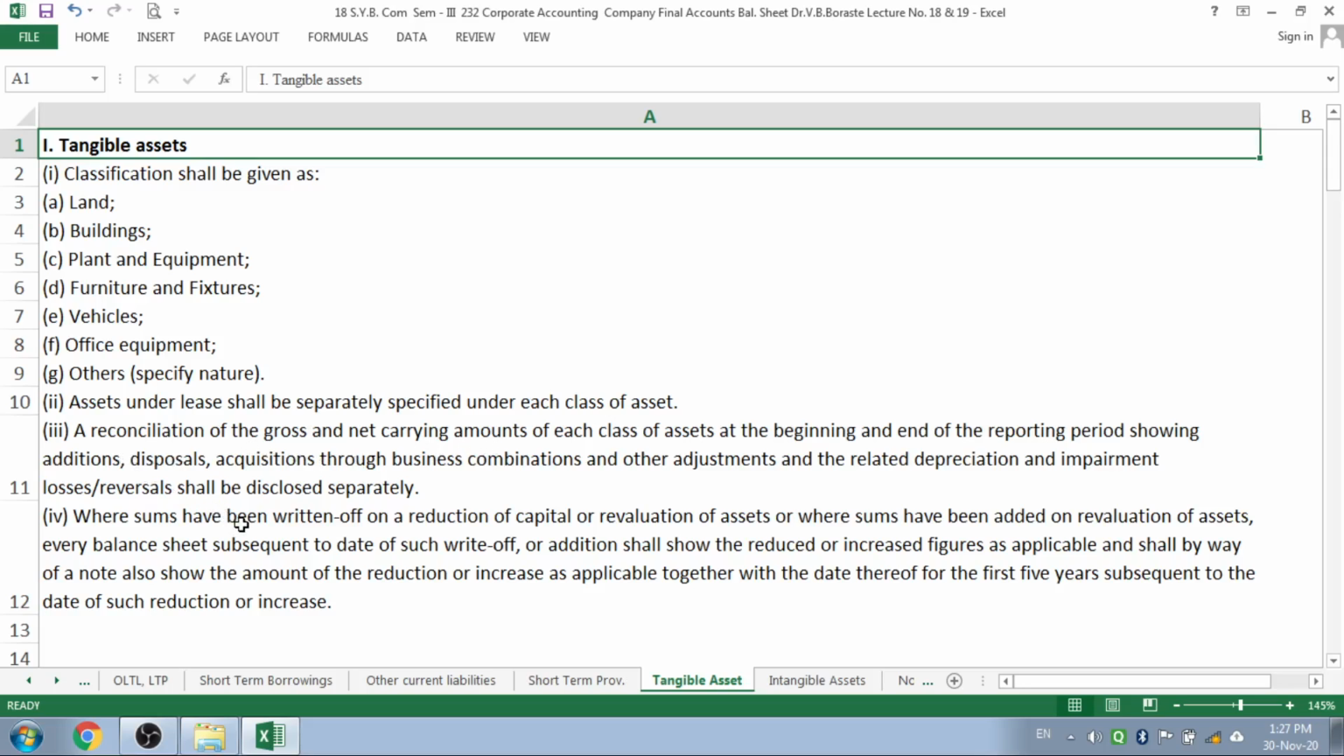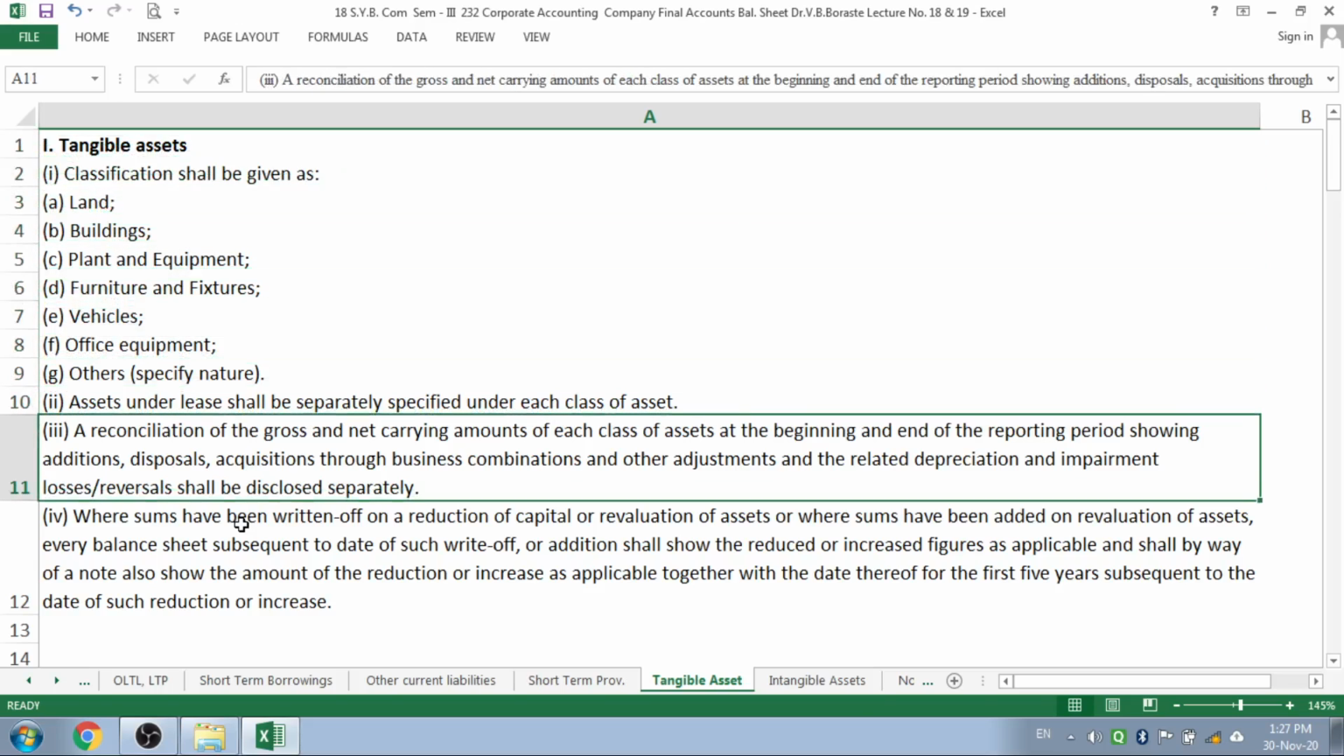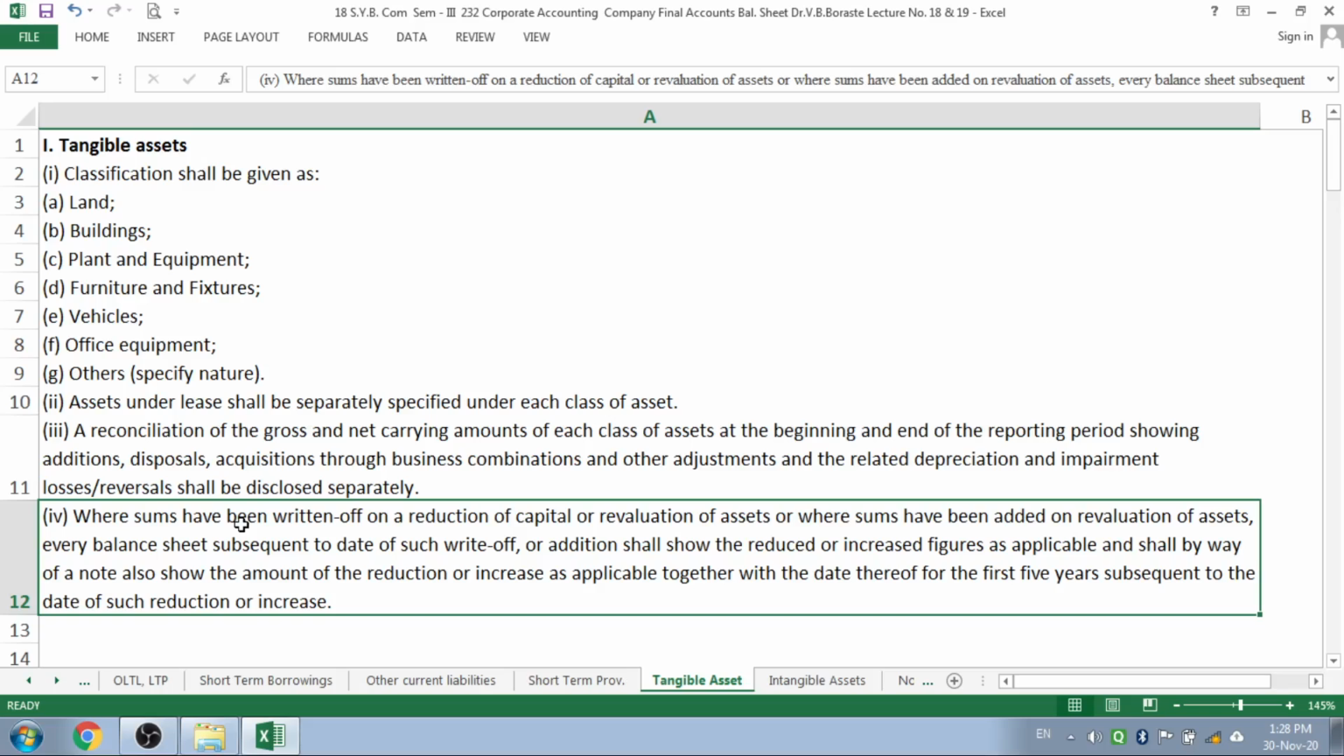A reconciliation of gross and net carrying amount of each class of assets at the beginning and at the end of reporting period, showing additions, disposal, etc. Impairment losses or reversal shall be disclosed separately, where sums have been written off on a reduction of capital or revaluation of assets, or where sums have been added on revaluation of assets. So these are the tangible assets.